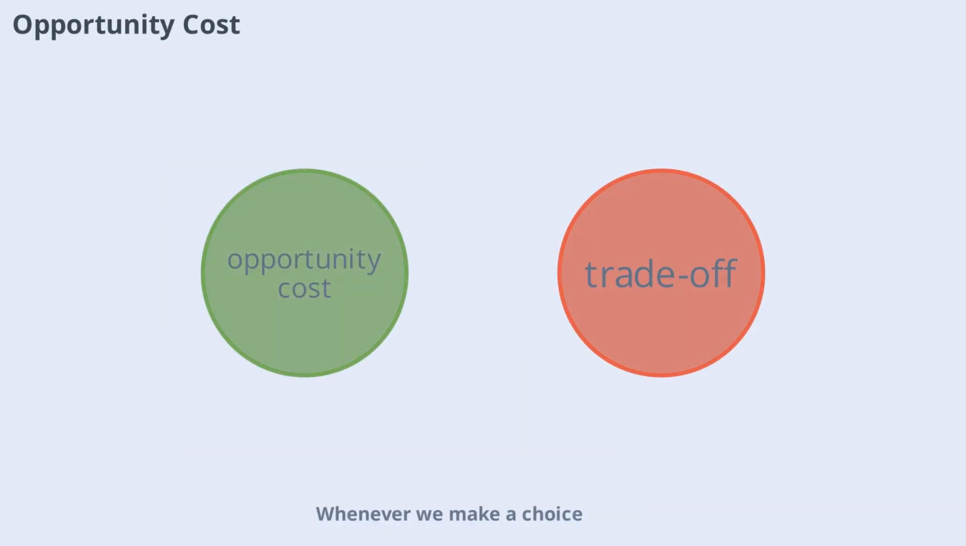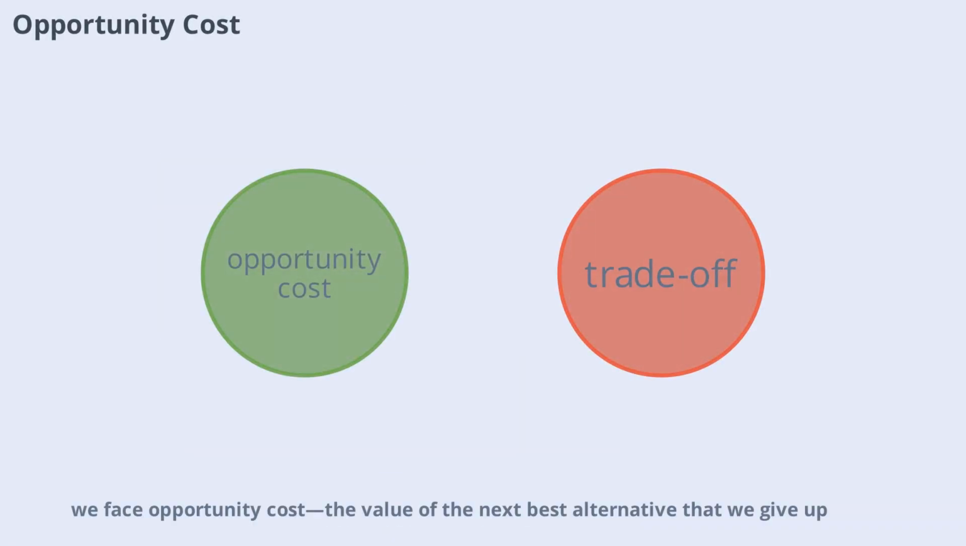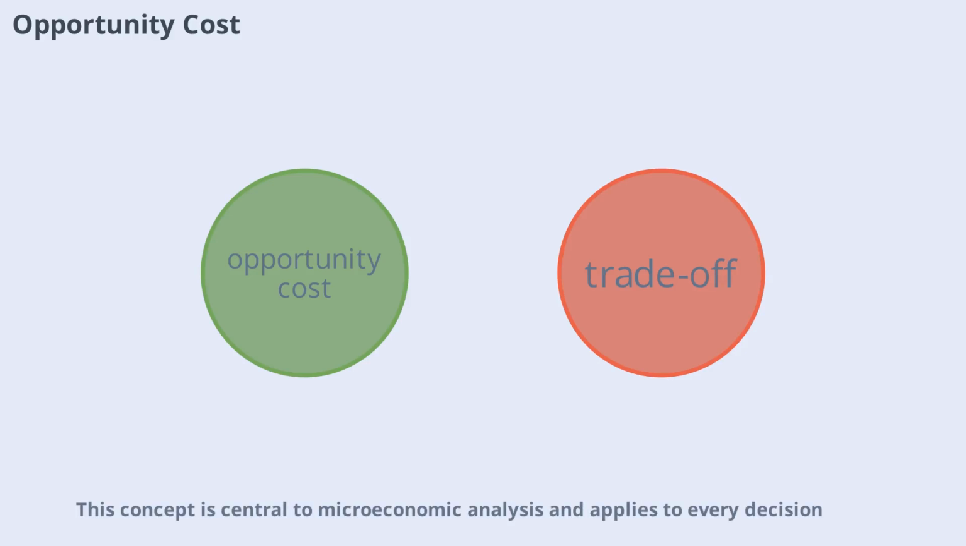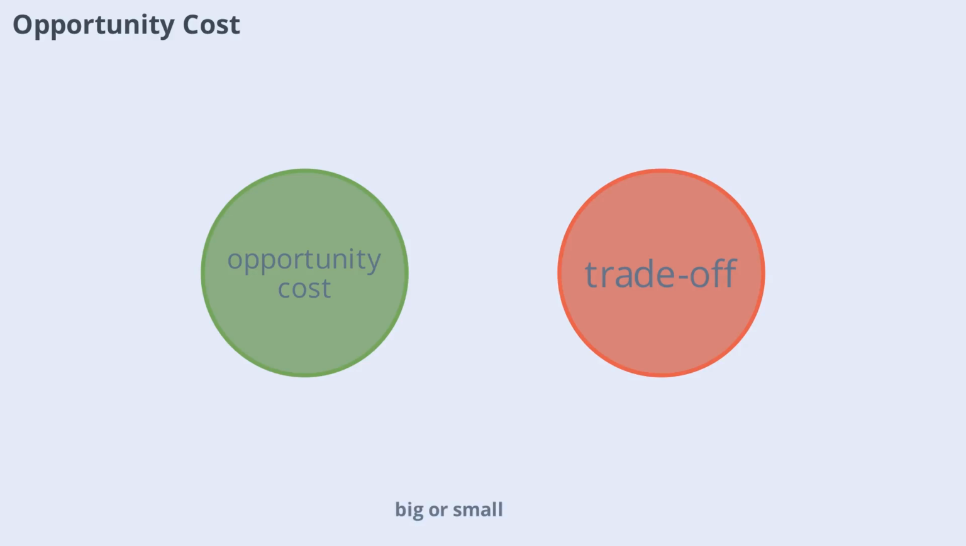Whenever we make a choice, we face opportunity cost, the value of the next best alternative that we give up. For example, if you spend your evening studying instead of going out with friends, the opportunity cost is the fun you miss. Businesses also face opportunity costs when they decide how to use their resources. Recognizing opportunity costs helps us make better decisions by considering what we're sacrificing. This concept is central to microeconomic analysis and applies to every decision, big or small.